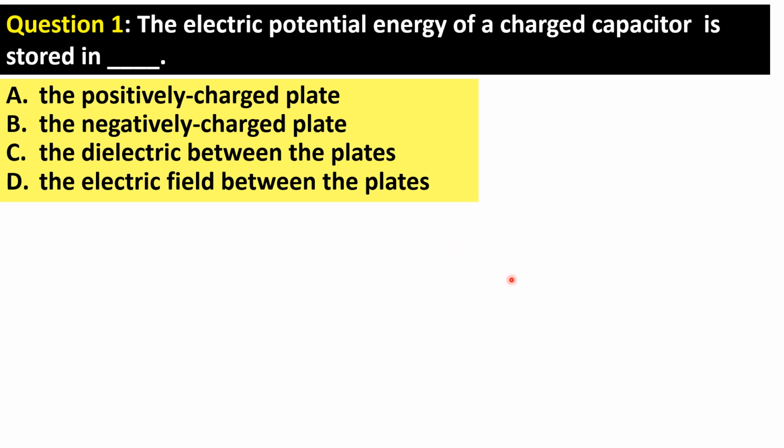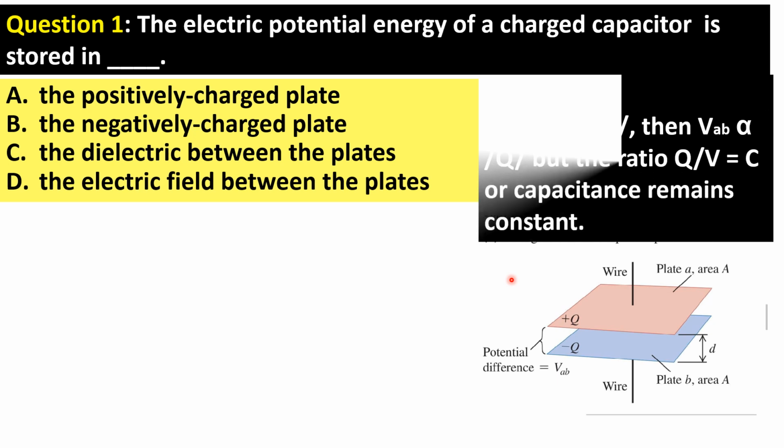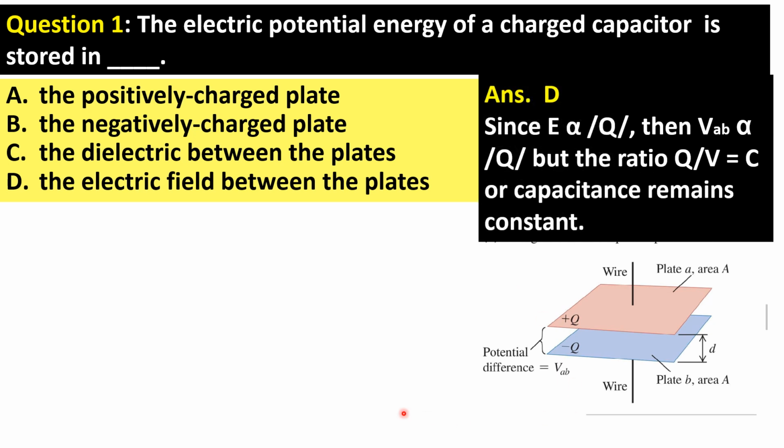So we say that a capacitor is actually a device that can store charges, and therefore it also stores electric potential energy. So where is the electric potential energy of a charged capacitor stored? Okay, so our answer is letter D. It is the electric field between the plates, where the electric potential energy of a charged capacitor is stored.